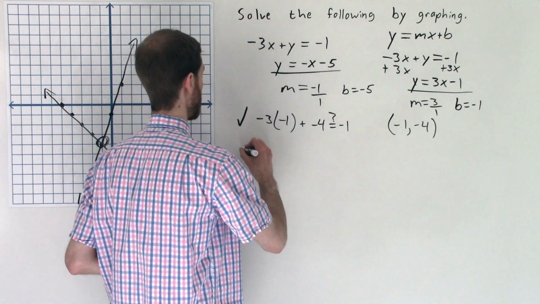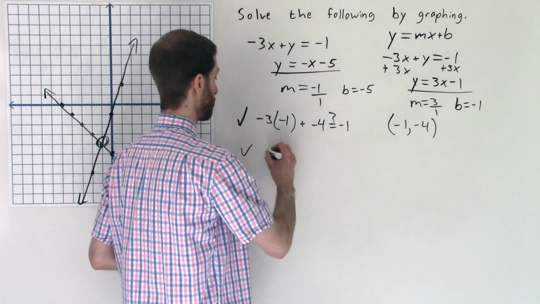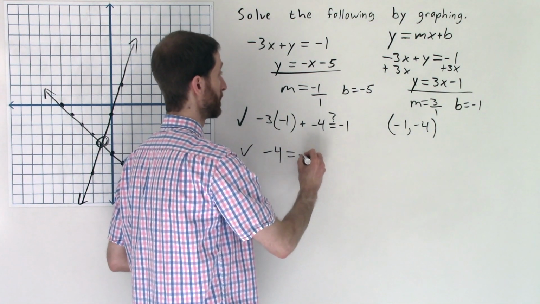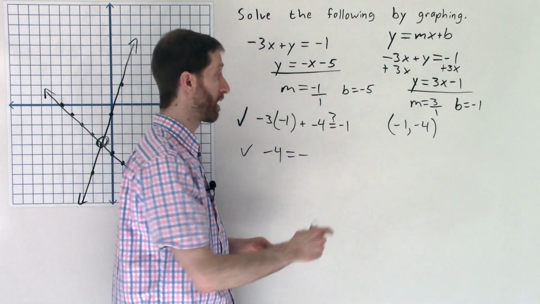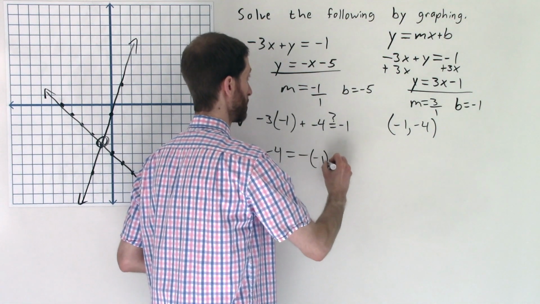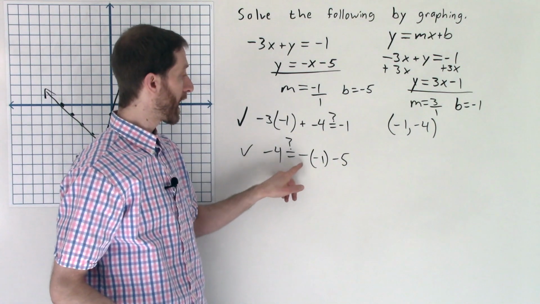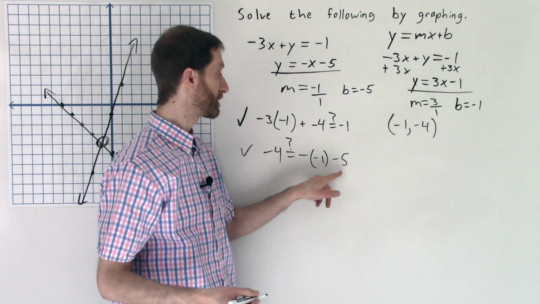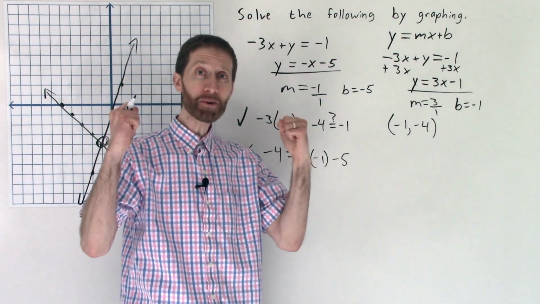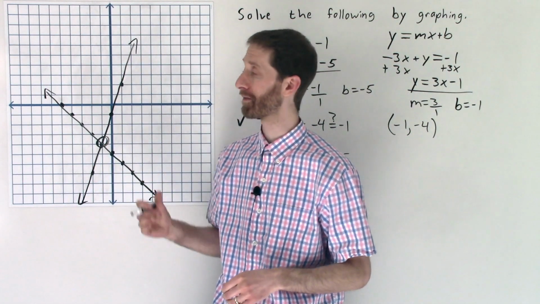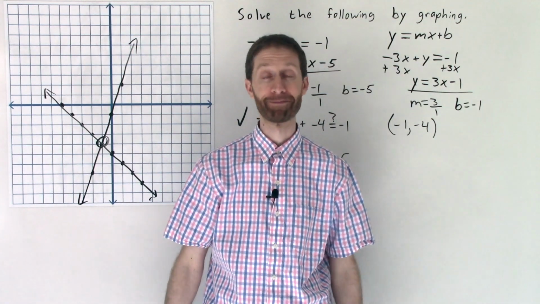Let's see if it is for the bottom one. y is negative 4, right? Evaluating y for that, it's equal to the opposite, that minus sign, of the x value, negative 1, minus 5. Well, is this true? The opposite of negative 1 is 1, minus 5 is negative 4. Sweet! That means that this is the solution. We found it correctly with our graphs, and we are happy. I hope you're happy too.